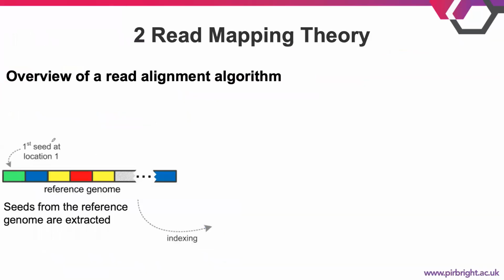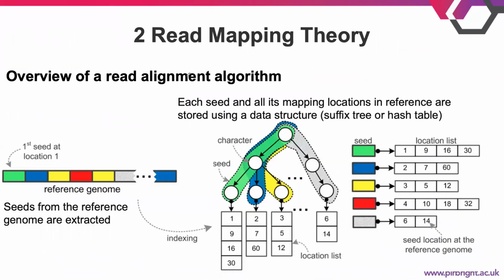So you may have a reference genome here that is indexed and therefore has different seeds, shown by different colors here across the reference genome. When we're thinking about how these algorithms work, each seed and all its mapping locations are stored in a reference data structure known as a suffix tree or hash table, depending on the tool. These are two slightly different approaches that have a lot of similarity.